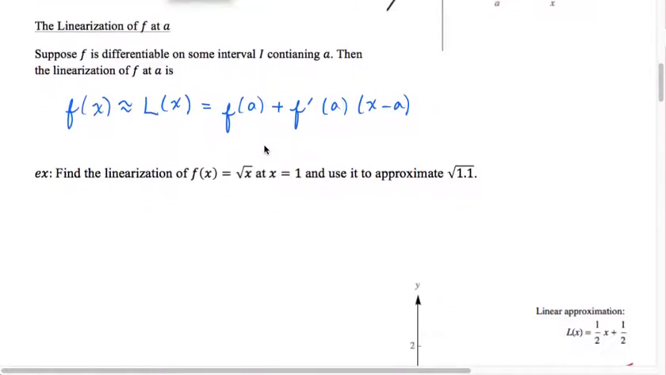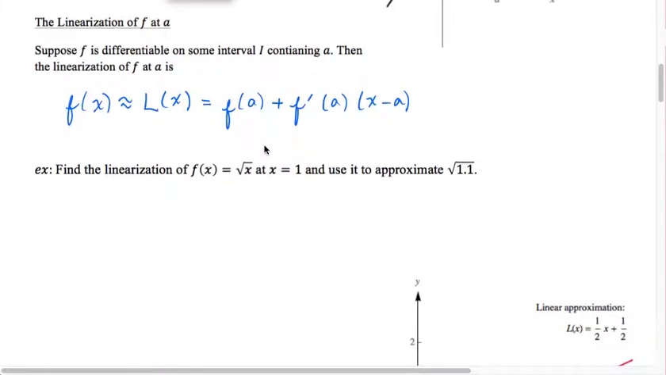Now what we're going to do is use this linearization to approximate the value of the square root of 1.1. Now the idea here is maybe you don't have a calculator, and keep in mind these techniques were developed before calculators were so common and affordable. So it would have back in the day been quite a bit more difficult to actually approximate this value, so this would have been a pretty useful method.